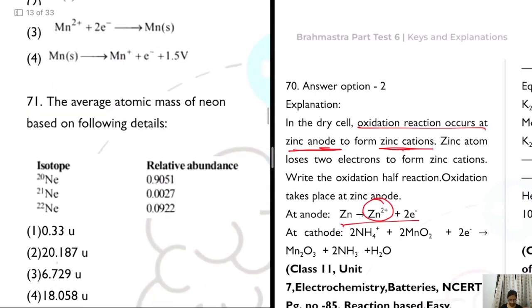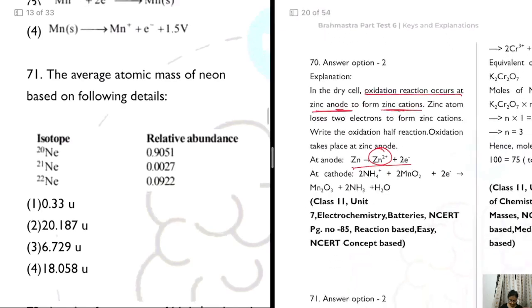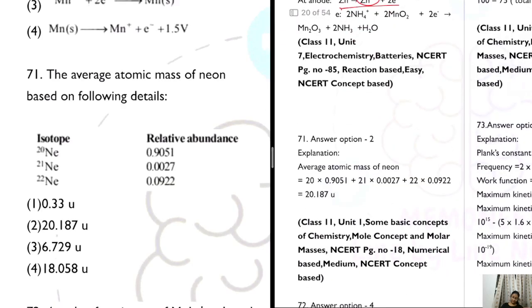At anode, oxidation takes place. Now let's see the next question. The average atomic mass of neon. We saw this earlier. Relative abundance into what would be the mass that we will be using.